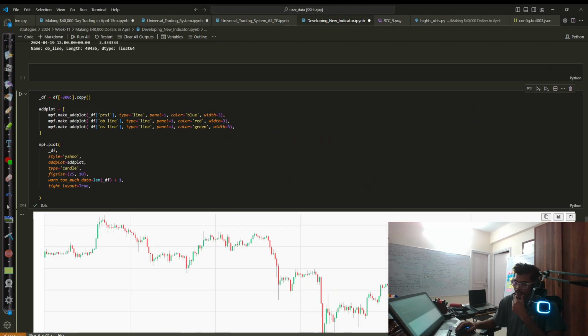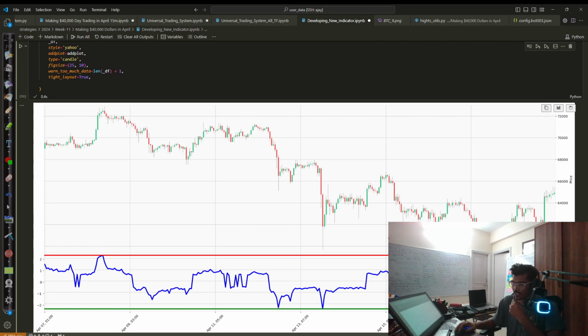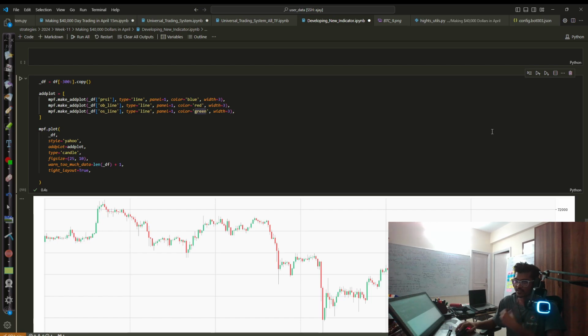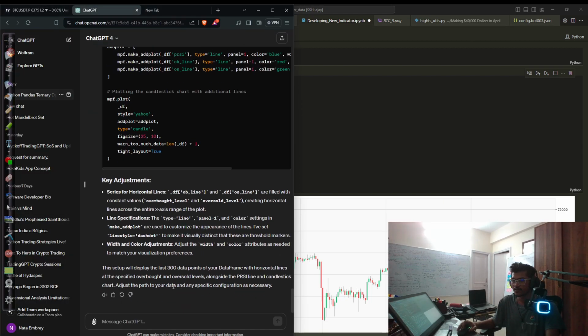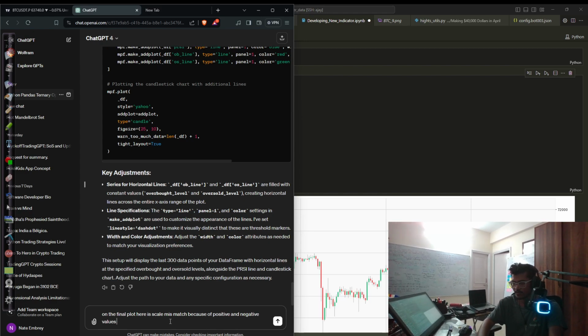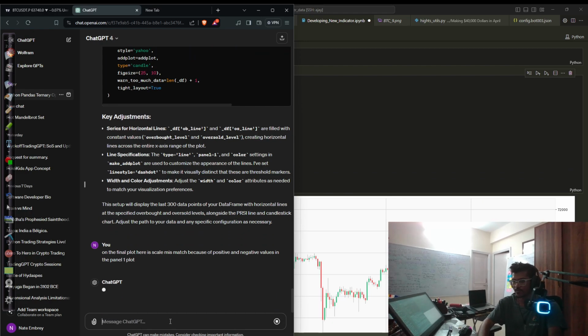What I'm doing though is, sometimes you see the scale getting off the table, because it should be around here. So that's why the scale doesn't match. On the final plot, there is a scale mismatch because of positive and negative values in the panel 1 plot.